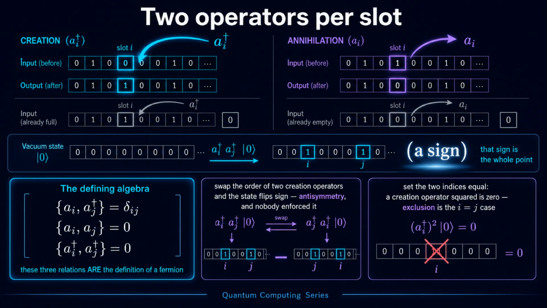Applied to the vacuum, products of creation operators build any configuration, up to a sign, and that sign is the whole point. Read the algebra. Creating 2 electrons in the opposite order flips the sign of the state. That is exactly the antisymmetry a Slater determinant was built to enforce, except nobody enforced it. Set the indices equal, and a creation operator squared is 0.